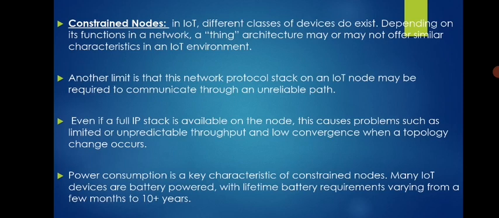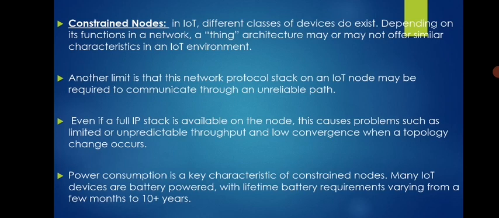or the receiving information, whatever we have at the application server level, may face different kinds of problems. With an unreliable path, we may have noise, we may have errors, we may lose some packets. Such problems still exist after deploying IP, even if a full stack is available on the node. This causes problems such as limited or unpredictable throughput and slow convergence when topology changes occur.